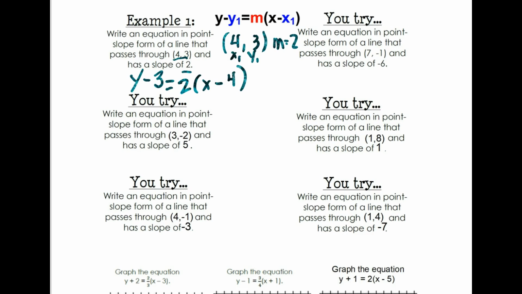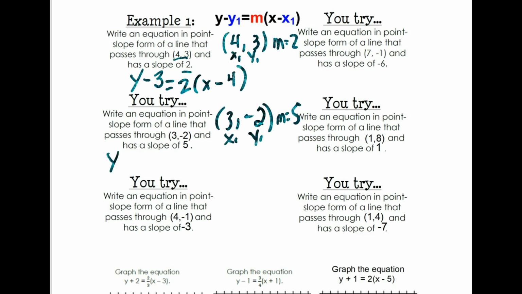Then I come down here and do the same thing. If my ordered pair is (3, -2) and my slope is 5, then this is my x sub 1, this is my y sub 1. Oh, I got my pen back. Can you tell? My handwriting is a lot better. It still needs a little work, but whatever.